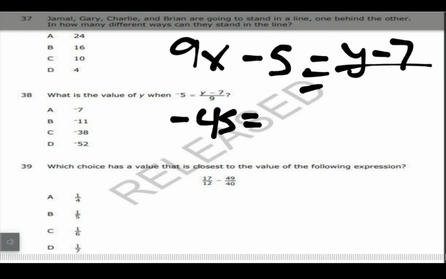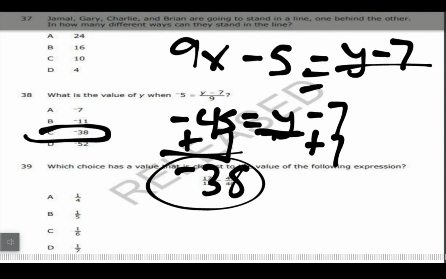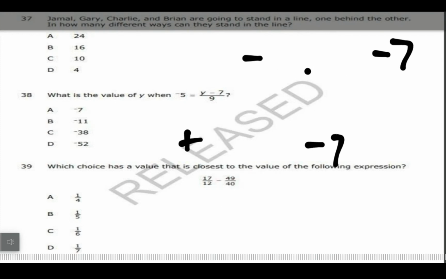Now what I have left is this y minus 7. Remember, I want y by itself, so I want to get rid of the -7 by doing +7. That would give me -38. -45 plus 7 is -38, which is C. All right, let me erase that and do 39.